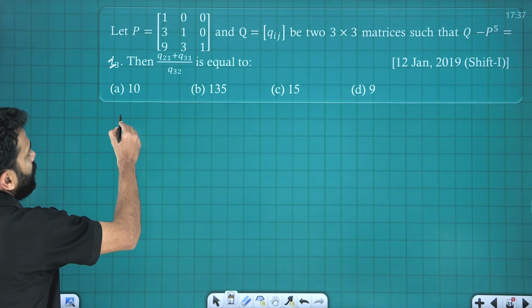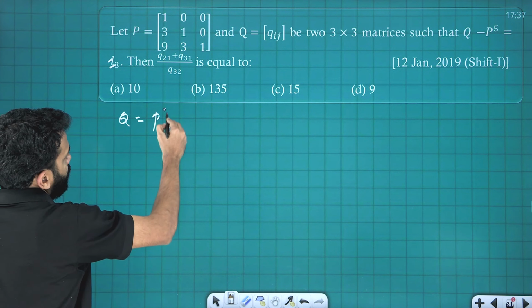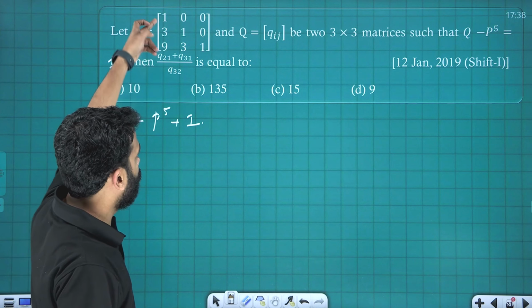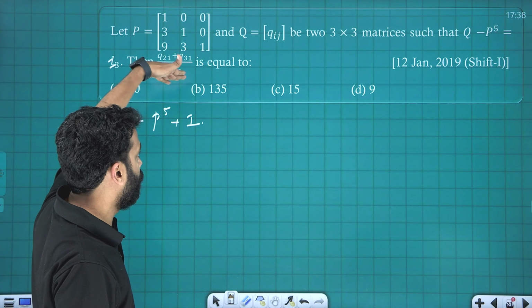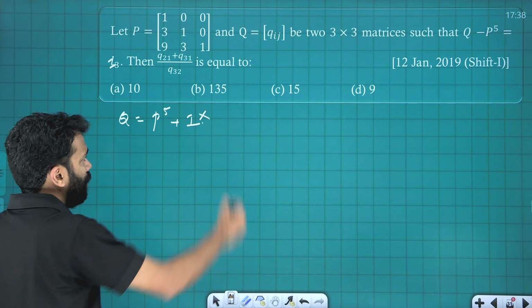Very much similar. Q is equal to P raised to 5 plus I. There is no need of adding I to P raised to 5, because only the diagonal elements will change, and diagonal elements have no impact on the final answer. So I am neglecting this for now. What is P raised to 5? It's very easy. P raised to 5 is 1, 0, 0, 1, 1, 0, and we multiply by 5 here, so it becomes 5A. It also becomes 15. And here it becomes 9 into P raised to 5: 1 plus 2 plus 3 plus 4 plus 5 is 15, and 15 into 9 is 135. Done. The problem is over.